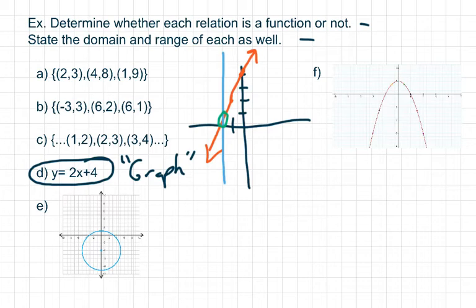So I'm going to write this is a function right there. Now the domain is a little different story, and our range. This is where things change, because let me get rid of that. Maybe I'll just go like this.